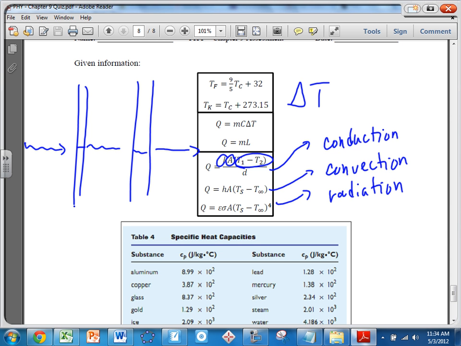It's like taking an ice cube and putting it in boiling water. What's going to happen? It's going to melt. All the heat is going to transfer from that boiling water into the ice cube, causing it to undergo a phase change right away. A lot of heat.